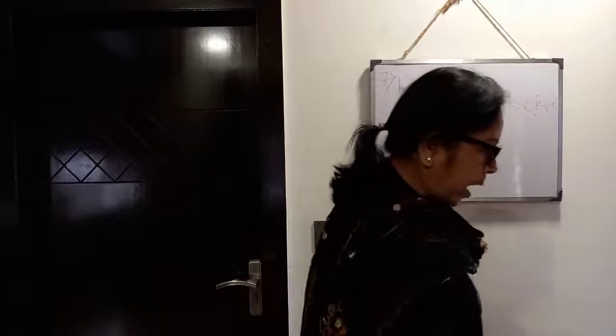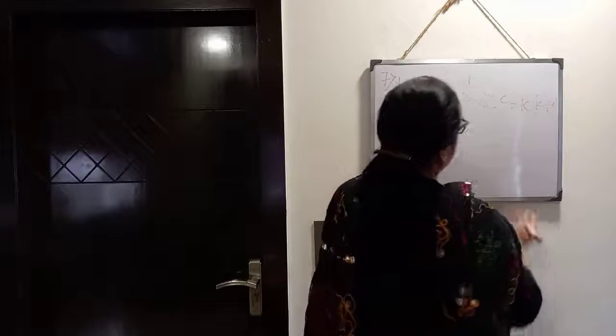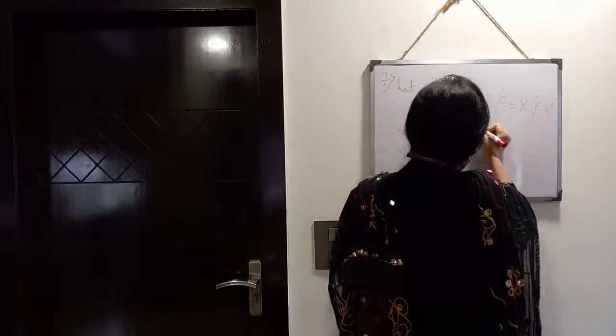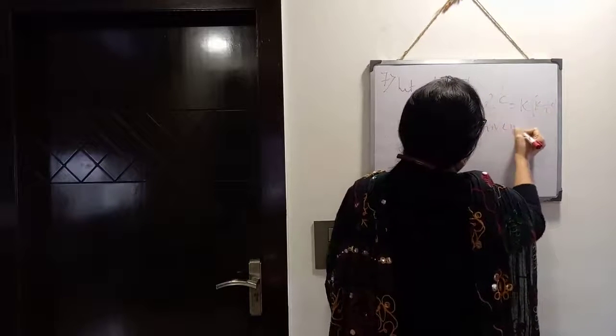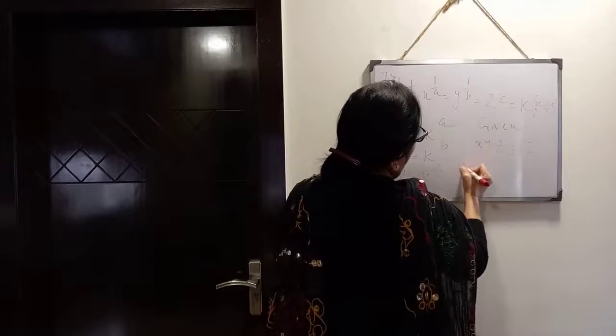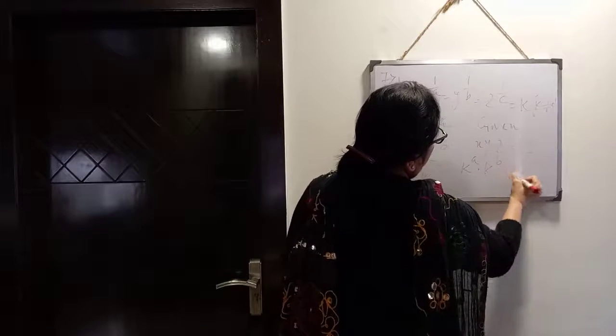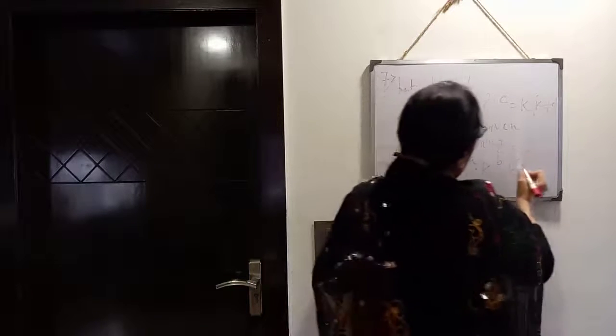Clear? And what is given? It is given that xyz equals 1, given that x, y, z equals 1. Now x means we have k to the power a, y means k to the power b, z means k to the power c, and 1 means we can write k to the power 0.